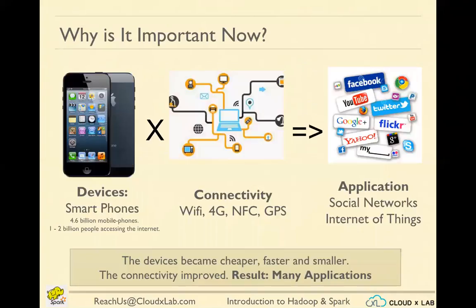The answer can be attributed to devices and connectivity. On one hand, the devices have become cheaper, faster, and smaller, and the connectivity has become omnipresent and faster. And the multiple of the two, devices multiplied by connectivity, has led to a lot of innovation in terms of software, right? And hence there are so many applications, and each application gathers a lot of data. So if you think about it, every year the devices are becoming cheaper, faster, and smaller. On the other hand, the connectivity, Wi-Fi, 4G, NFC, and GPS along with Bluetooth is improving every day, and that has led to tremendous apps, tremendous innovations in data storage, right?